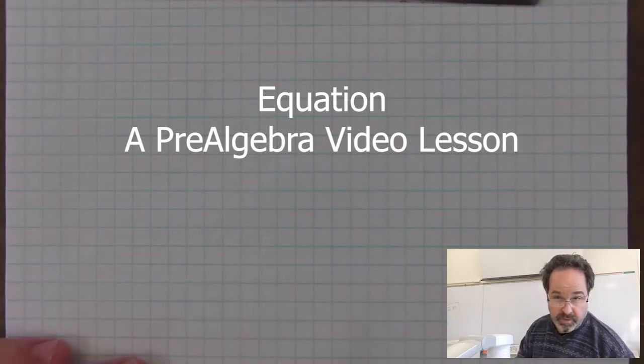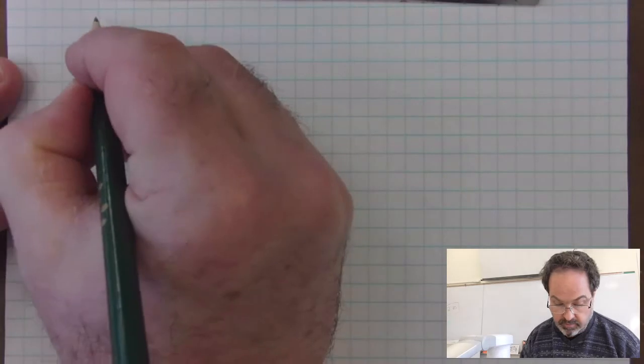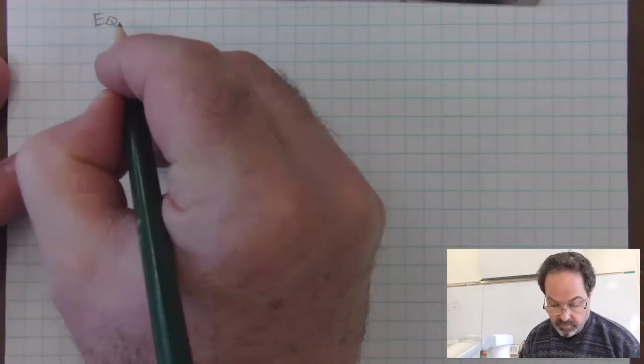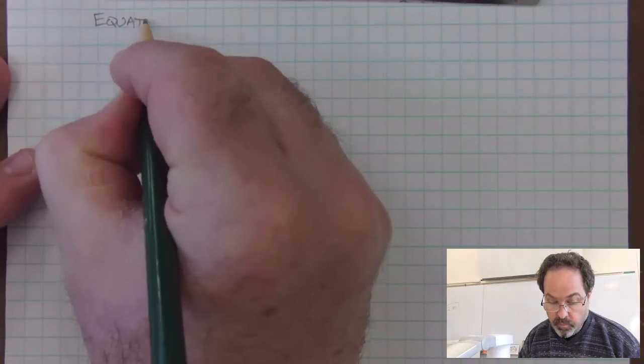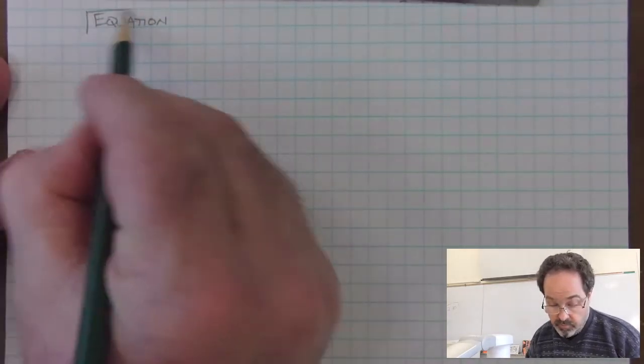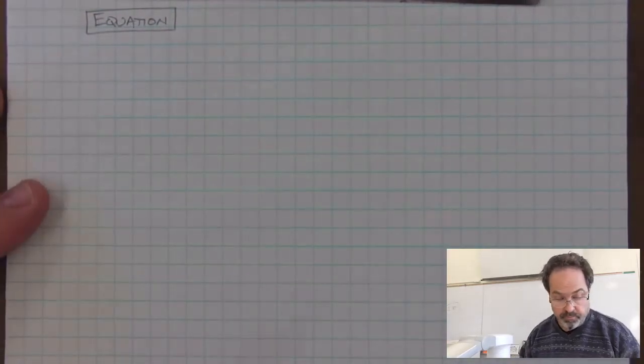VLSos here. This is a video lesson on equations. We're going to define what an equation is. We're also going to introduce and use many terms that label the parts of an equation.